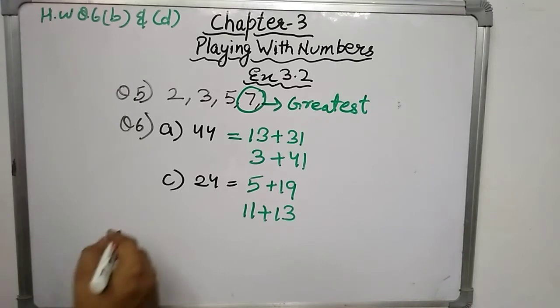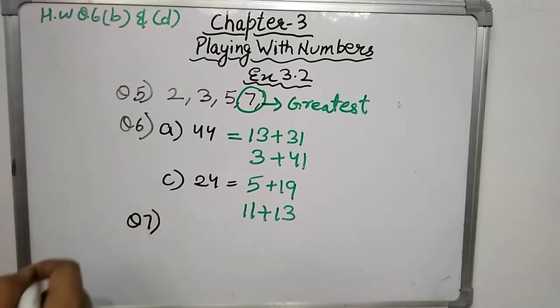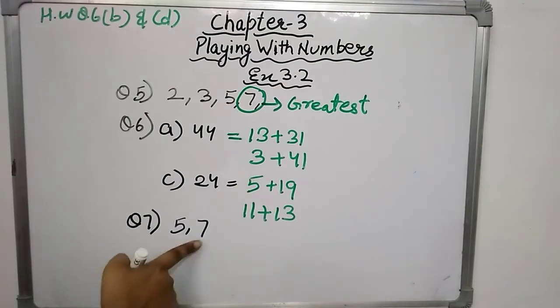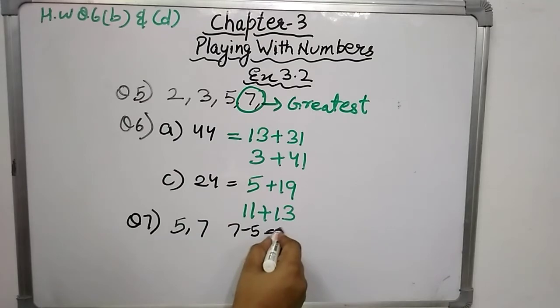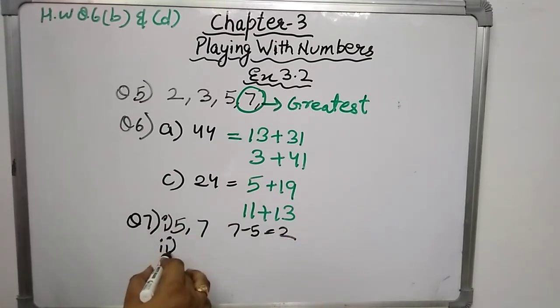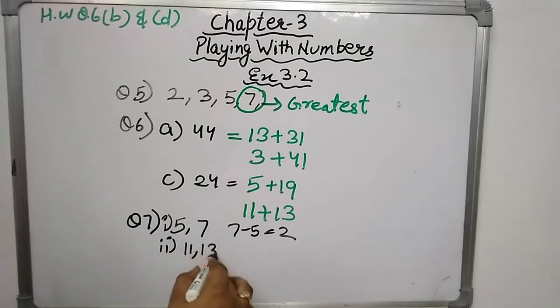Next, question number 7. Give 3 pairs of prime numbers whose difference is 2. In this question, you need to write those prime numbers whose difference is 2, such as 5 and 7. If you subtract them, you will get a difference of 2. 7 minus 5, 2. This is your first pair. Second pair is 11 and 13.